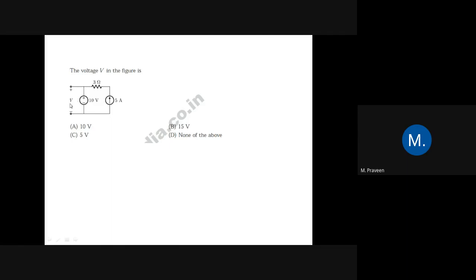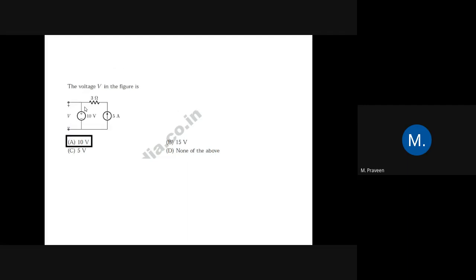So we have to find what is the voltage here. So this voltage is going to be the voltage at this source. So here it is 10 volt. Therefore V is equal to 10 volt. Okay, so no need to derive anything. In a second we can answer the question. So answer is 10 volt. Okay, let's move on to the next question.